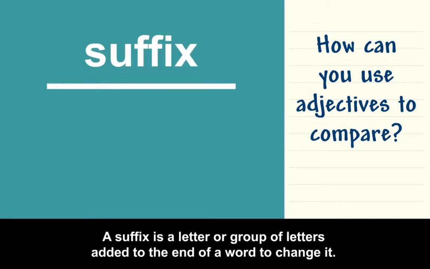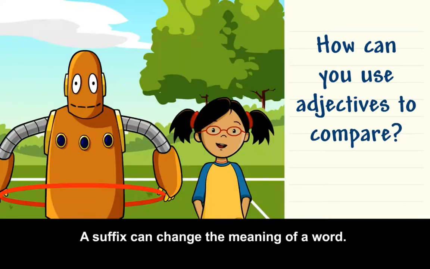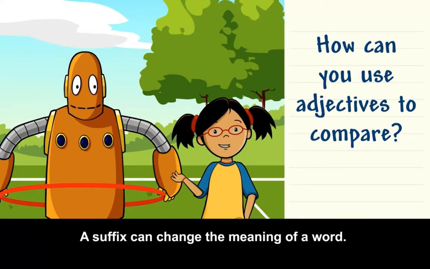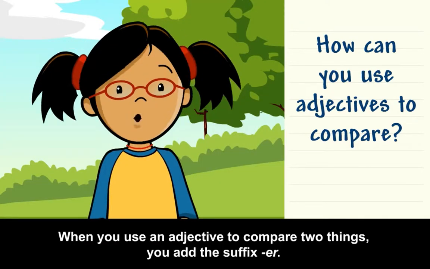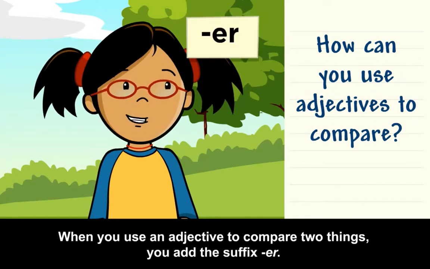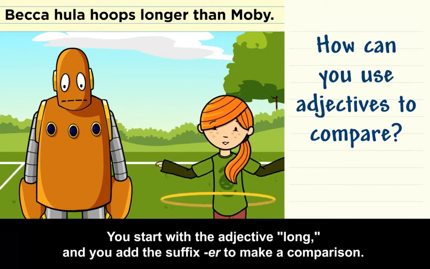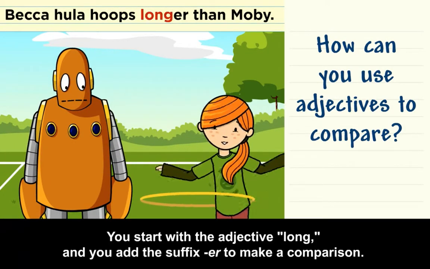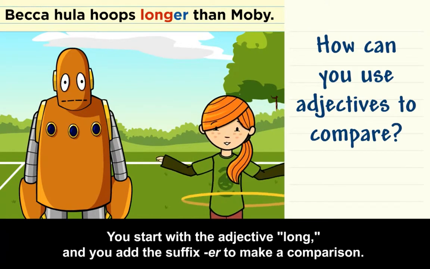A suffix is a letter or group of letters added to the end of a word to change it. A suffix can change the meaning of a word. When you use an adjective to compare two things, you add the suffix er. Becca hula hoops longer than Moby. You start with the adjective long, and you add the suffix er to make a comparison.